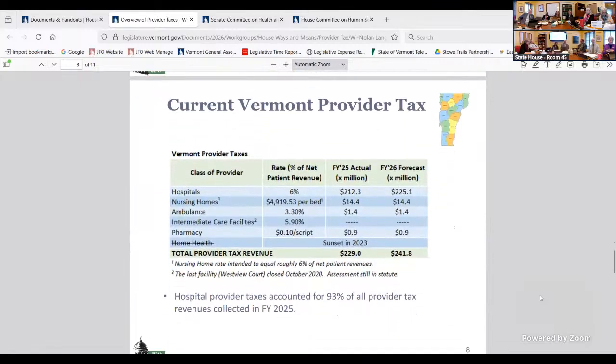All right, so these are the different provider taxes that we currently have. Hospitals are 6%. Our fiscal year 26 actual rate is 212 million, and we forecasted 225 million. Hospital provider taxes are the bulk of the provider tax money we raise. Nursing homes are 14.4 million. Ambulances are about 1.4 million. Pharmacies raise between $800,000 and $900,000 per year. Home health we sunsetted back in 2023. As you can see, hospital provider taxes account for about 93% of our total provider tax mix.